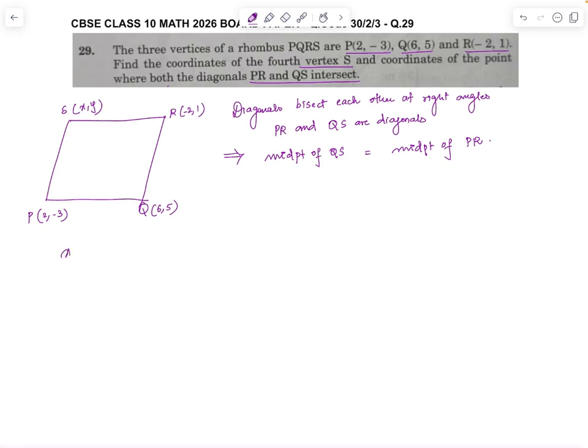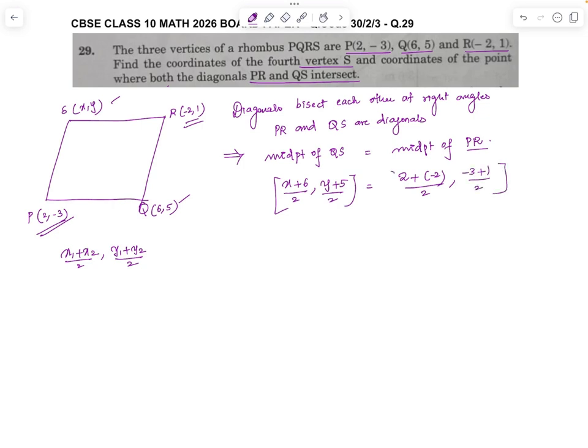The formula to get the midpoint is ((x1 + x2)/2, (y1 + y2)/2). So the midpoint of QS becomes ((x + 6)/2, (y + 5)/2). And the midpoint of PR is ((2 + (-2))/2, (-3 + 1)/2), which is nothing but (0, -1).